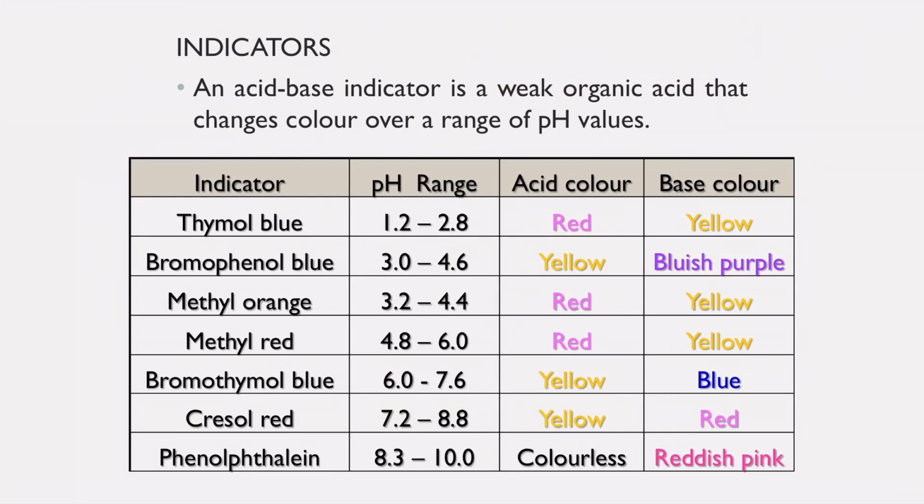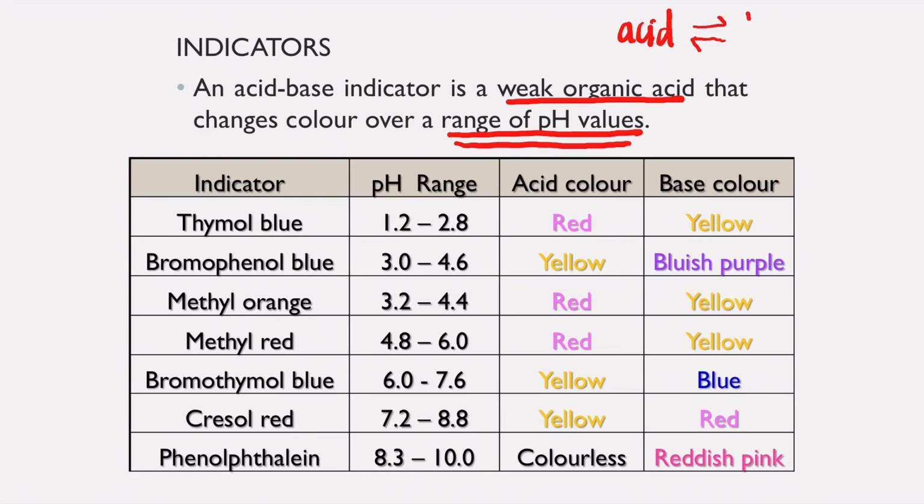So, what is an indicator? For acid-base titration, your indicator will be a weak organic acid, that changes colour over a range of pH values. That means your indicator will change colour when it is in its acid form.